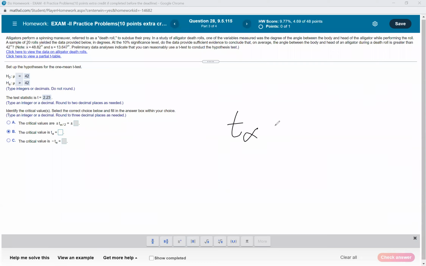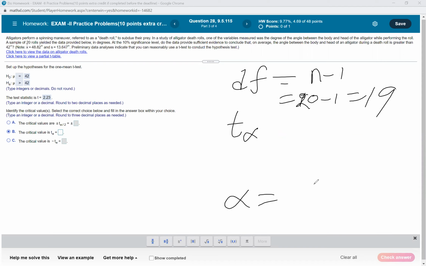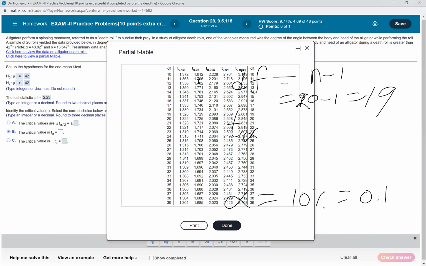Okay, so the critical value is t alpha, and for the t distribution we need the degrees of freedom, which is n minus 1. So that's 20 minus 1, which is 19. Okay, so alpha is, what is the level of significance? 10%. So this is 0.1. So you need these two pieces of information, 19 and 0.1. So 0.1 is here and degrees of freedom 19 is here. So the value is 1.328.